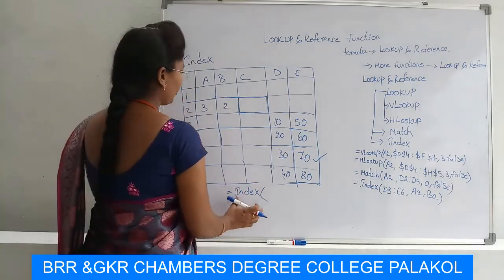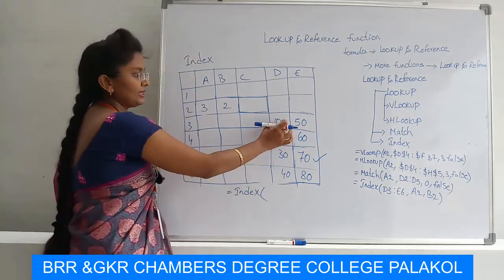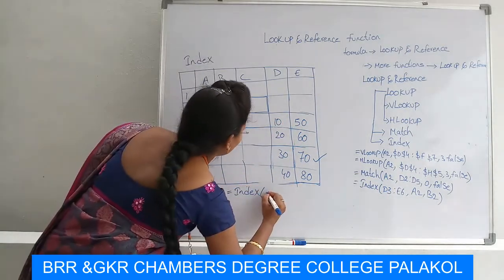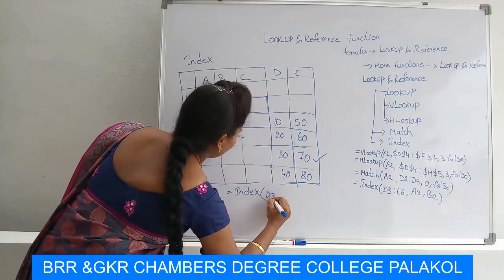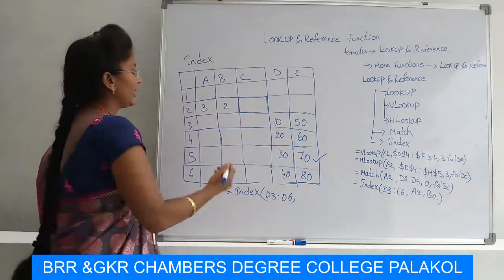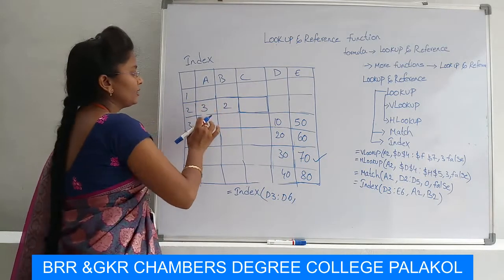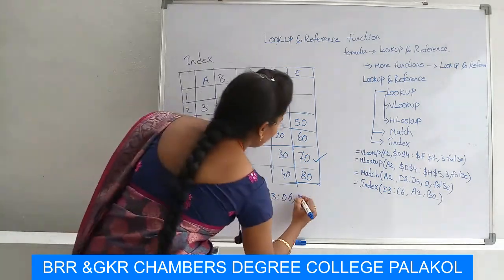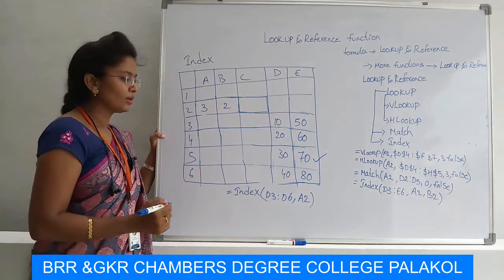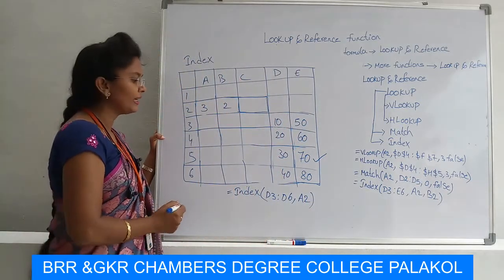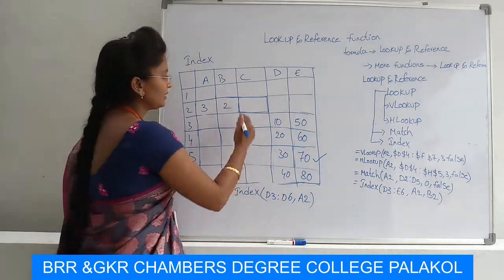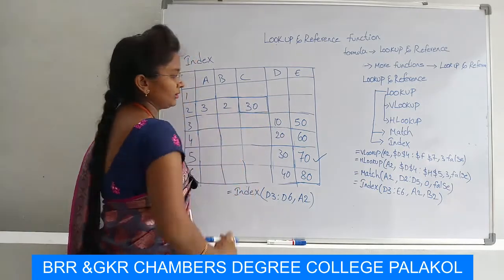In this next formula, I am taking the cell reference up to D3 to D6 only. That means the first cell reference is D3 and the last cell reference is D6, comma. Here I am entering the name as only A2. That means I want the 3 only. Here I am pressing A2 and closing the bracket. When I close the bracket, the answer will be displayed here. The answer is 30 here.